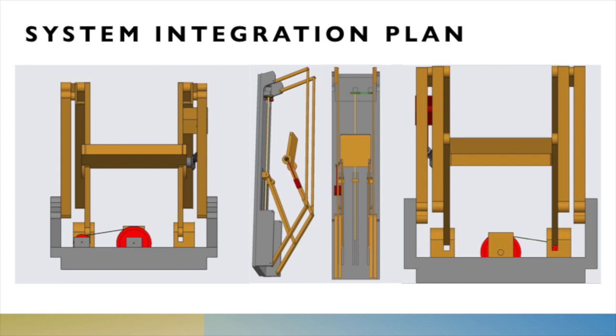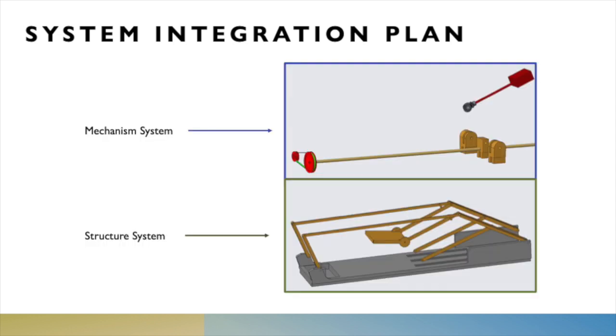Here you can see figures of the system integration plans. As you can see, we have a front view, a back view, a left view, and a top view of the CPM device. Our machine is composed of two subsystems, the mechanical system or mechanism systems and the structure system. The purpose of both systems is to facilitate movement and achieve a predetermined range of movements.